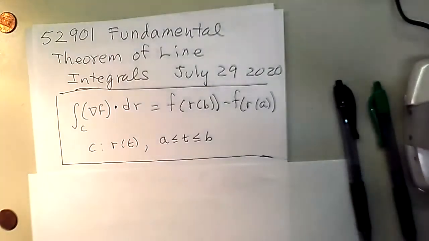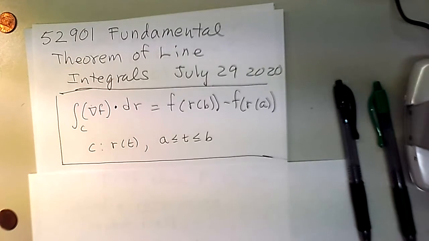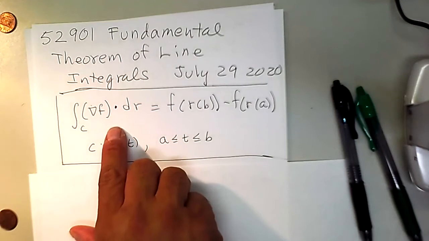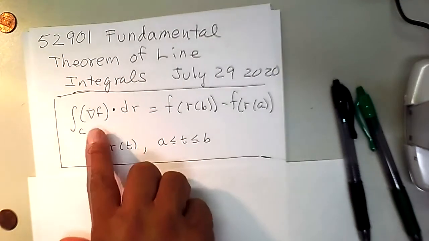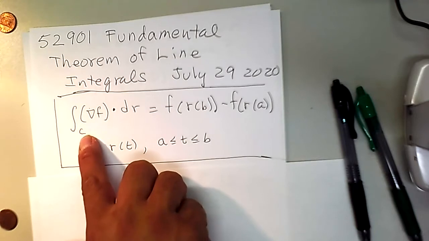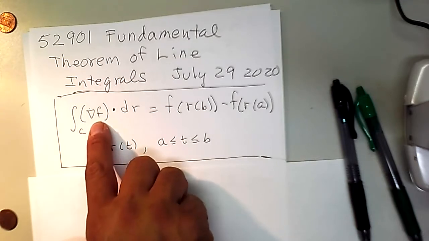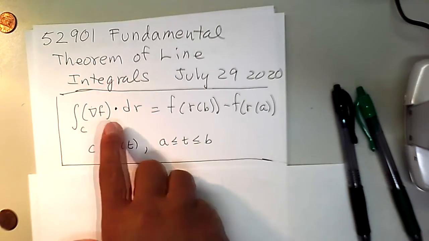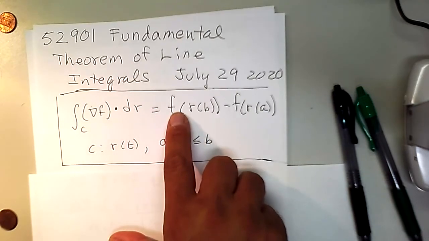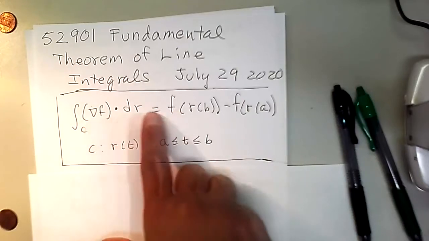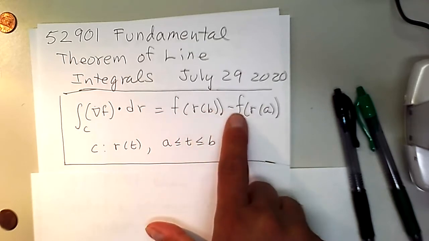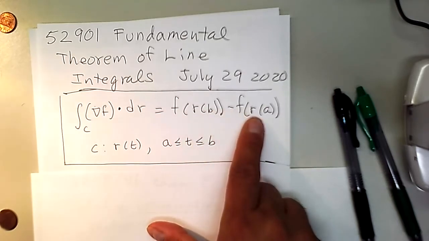Okay, the fundamental theorem of line integrals is the topic of this video. Here's the statement. The line integral of a vector field, which happens to be the gradient of a function of several variables, with respect to a path is simply evaluating the anti-gradient at the endpoint minus the anti-gradient at the starting point of the path.